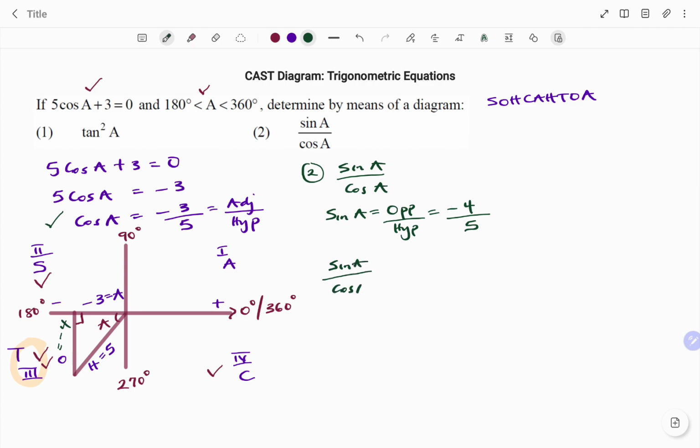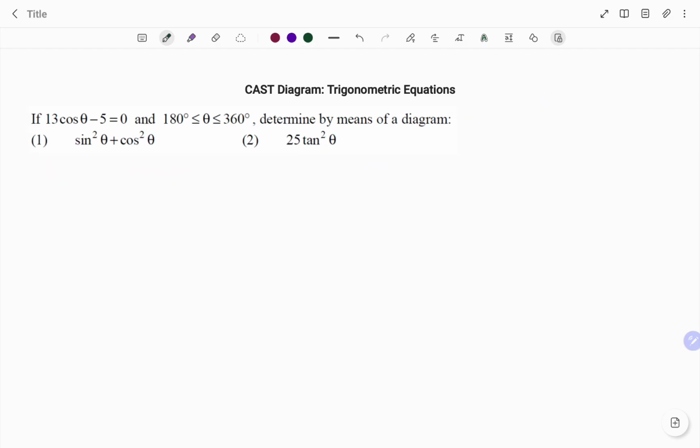So therefore, if we slot that in, sine A divided by cos A will be equal to negative 4 over 5 divided by negative 3 over 5. Applying the fraction rule, that will be minus 4 over 5, the division changed to multiplication, of minus 5 over 3. Minus times minus is positive. We have 5 and 5, 1, so therefore our answer will be 4 over 3. Let's look at the second part of the question.